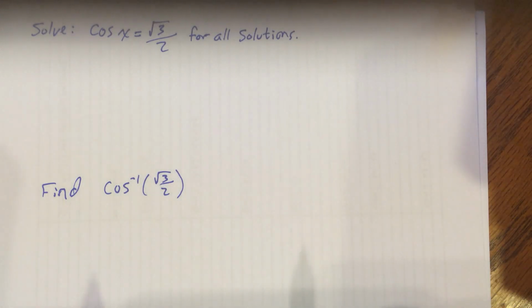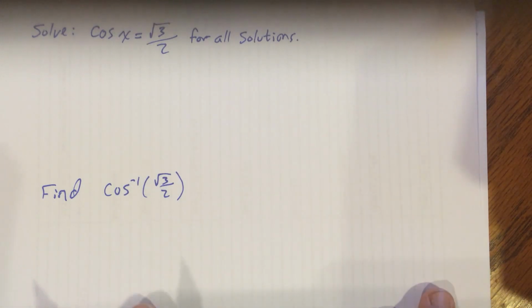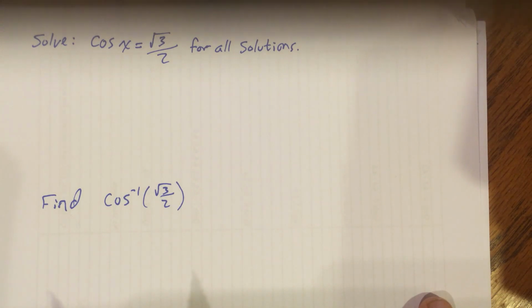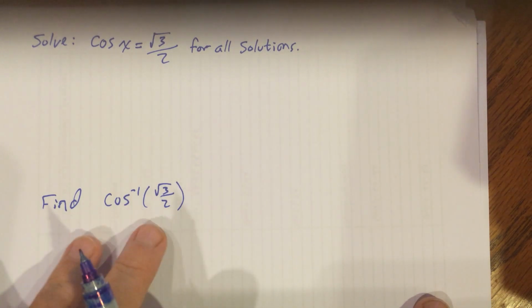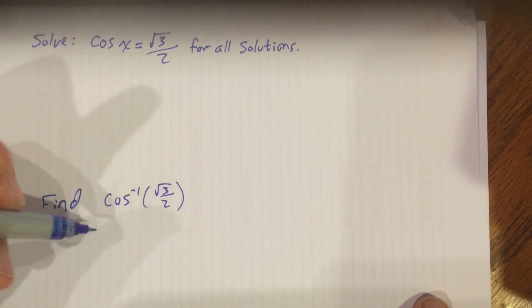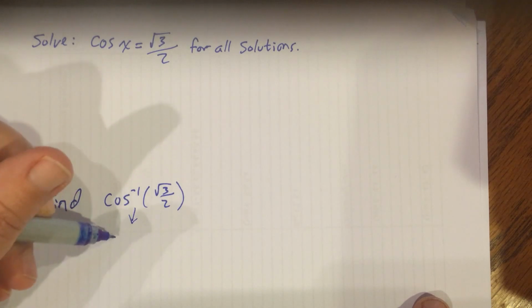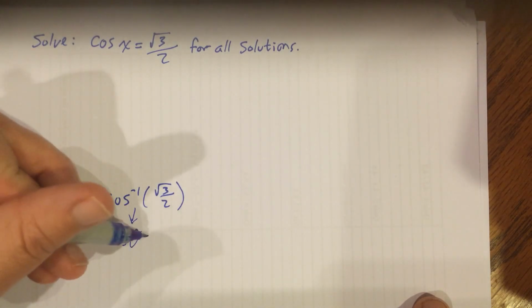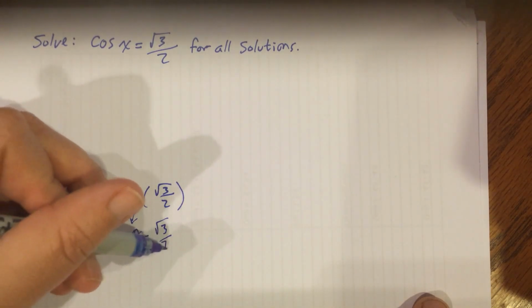Okay, so we're going to start off solving some of these trig expressions. We're going to start off solving cosine of x equals square root of 3 over 2 for all solutions. And I also wrote down here an inverse just so we can see the difference between the two. Because remember, the inverse was basically saying what angle cos of theta gives me square root of 3 over 2.